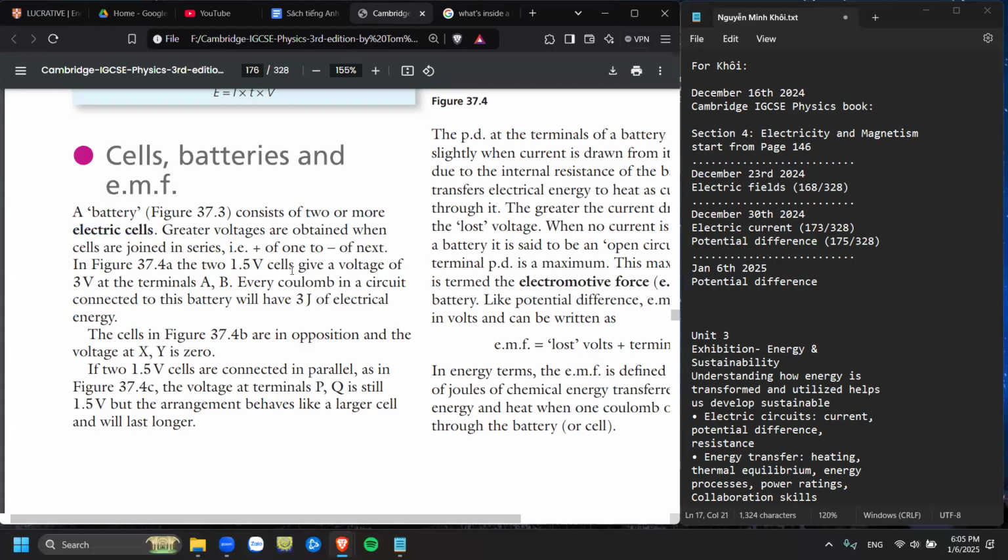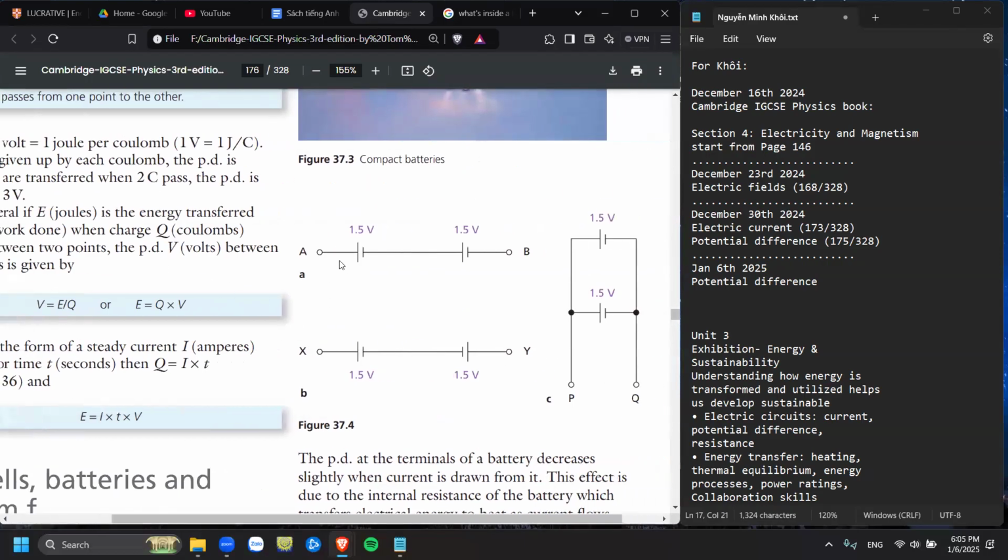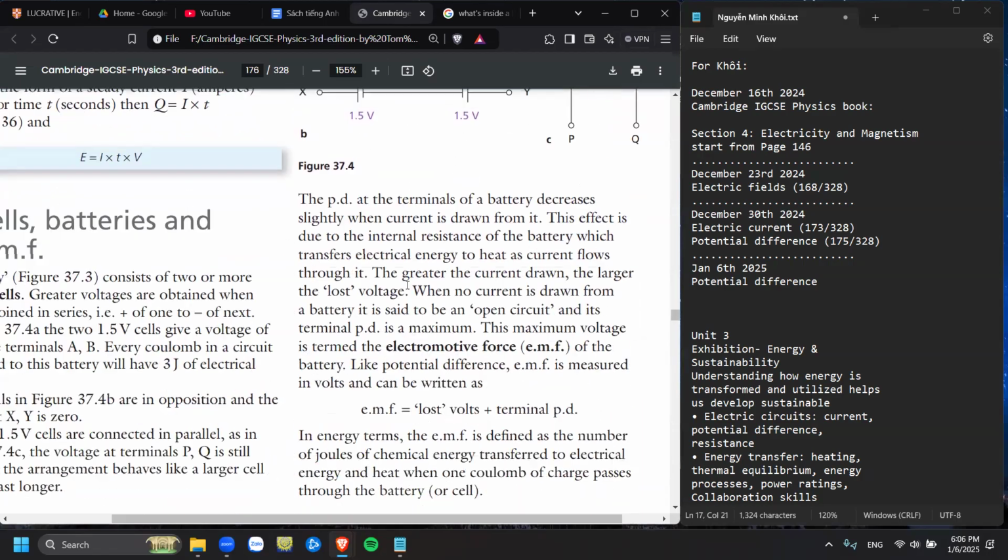Greater voltages are obtained when cells are joined in series, not parallel, okay? Series, like for example this one. If you have a battery and you connect to another battery here, so let's just say you have 10 batteries, it's going to be 15 volt, isn't it? This is connected in series. But if you connect in parallel, it doesn't work the same way.